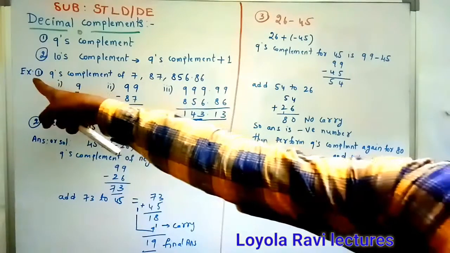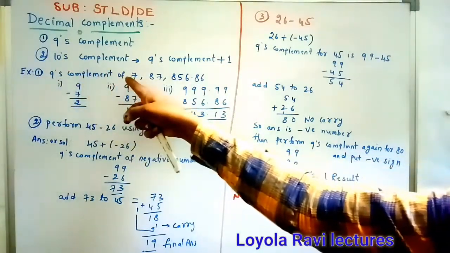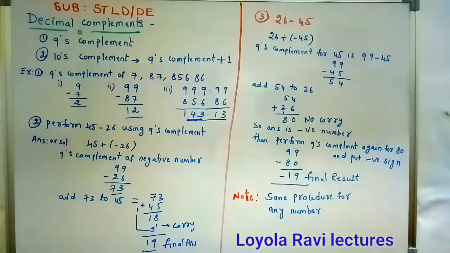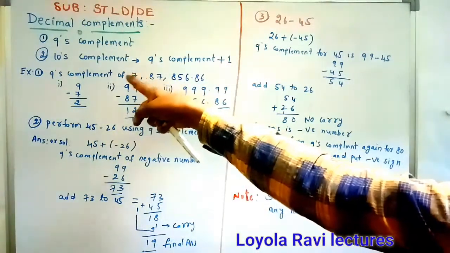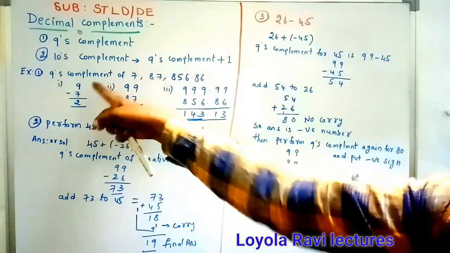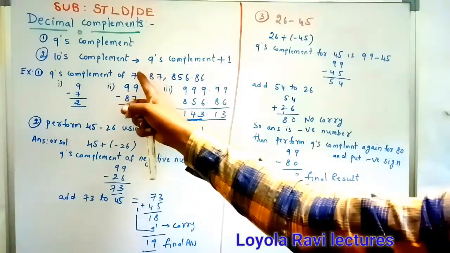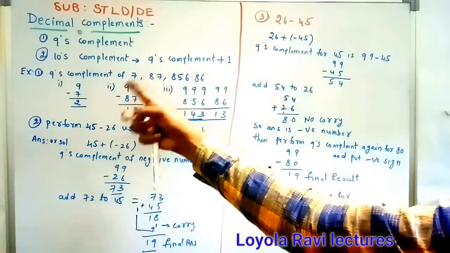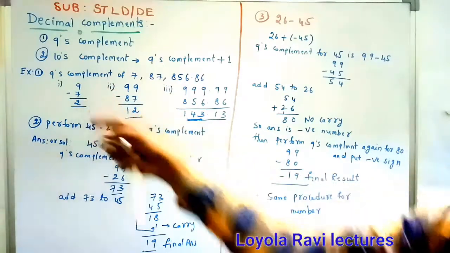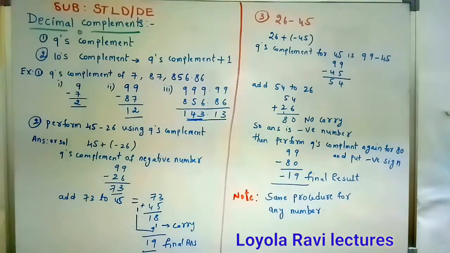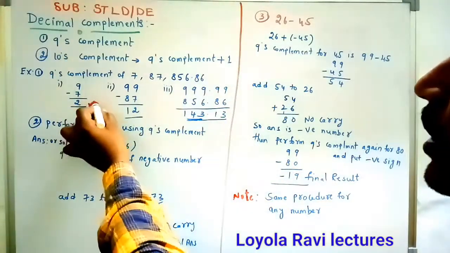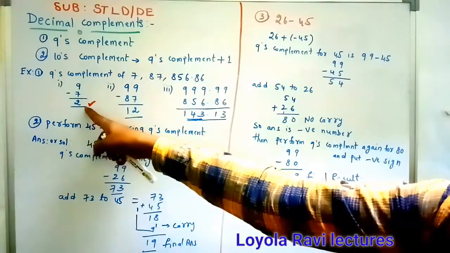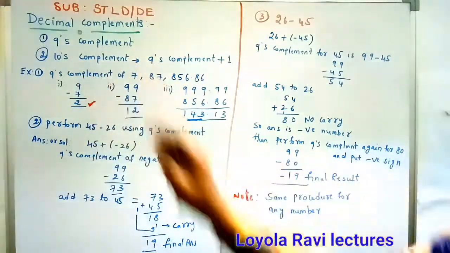Let us take the first example. Example 1: nines complement of 7, 87, 856.86. I am taking 3 examples. For the first example, nines complement for 7. We have only a single digit 7, so subtract 7 from a single 9, because we have only one digit. 9 minus 7 is 2. 2 is the nines complement of 7. That is the answer.